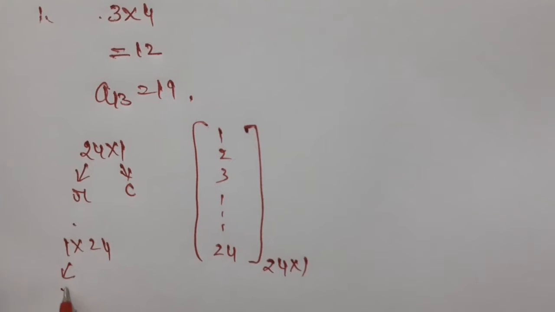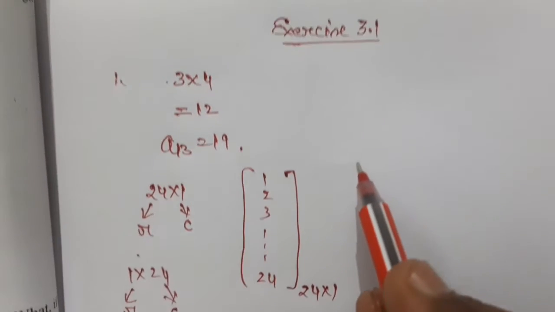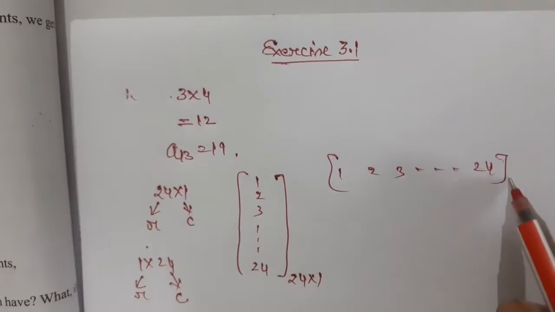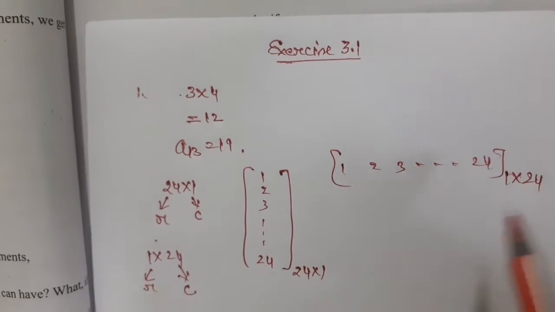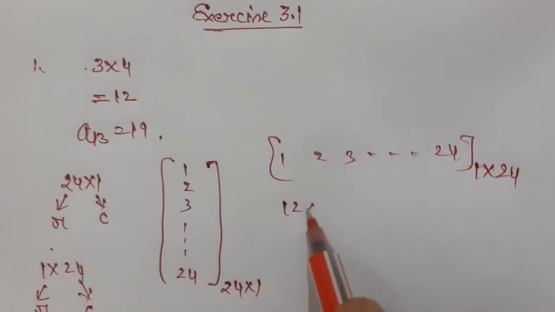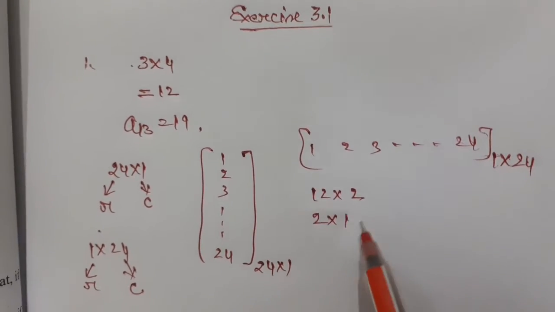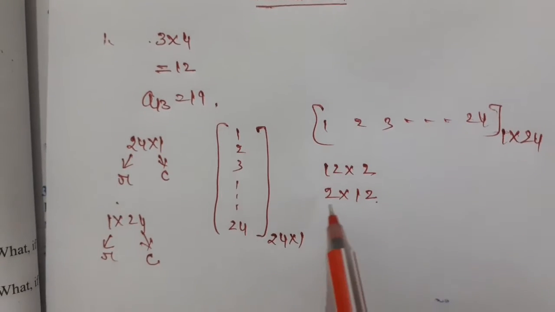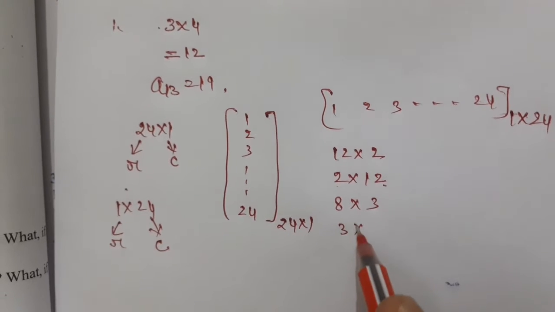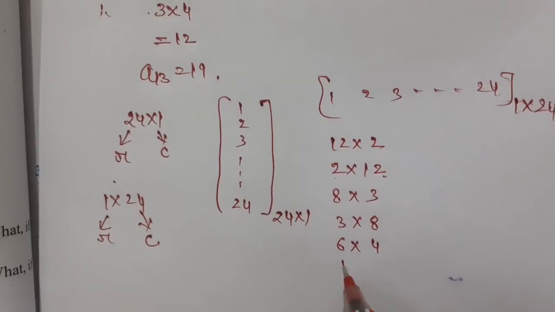What is the meaning of this? 1 row and 24 columns. In this way you can make 1, 2, 3 up to 24. The order is 1 into 24: 1 row and 24 columns. Similarly, you can make 12 into 2, and another matrix 2 into 12. The order of the matrix is 2 into 12. Then how many elements will there be? 24. Similarly, 8 into 3 and 3 into 8, 6 into 4 and 4 into 6.